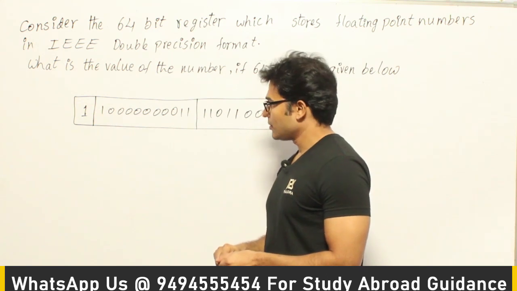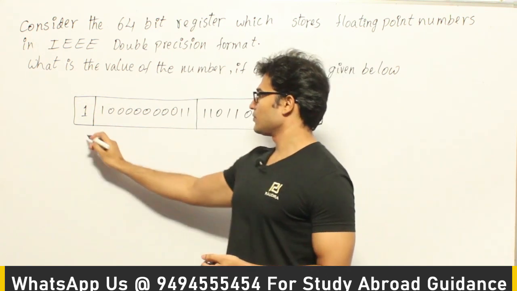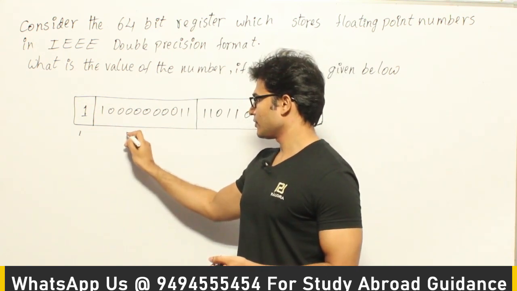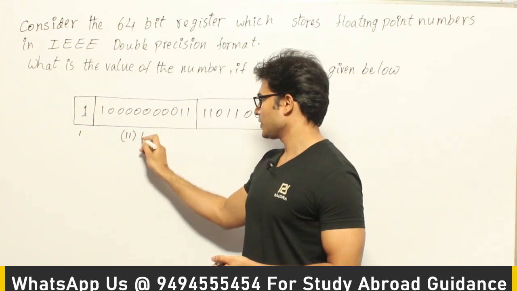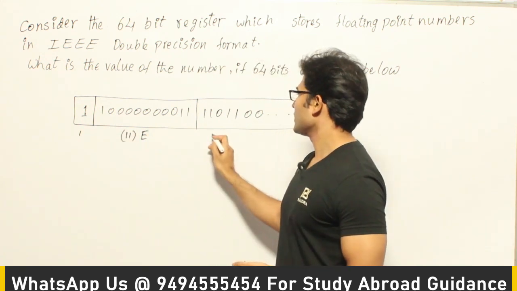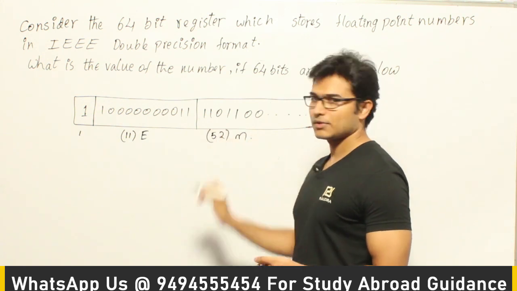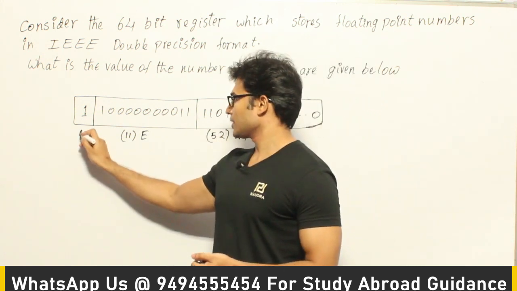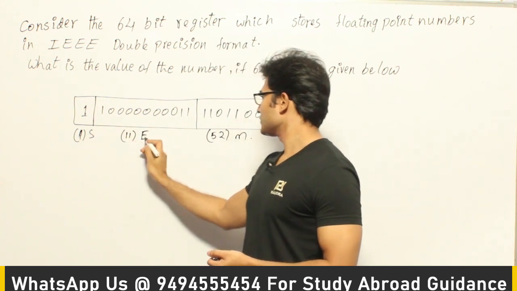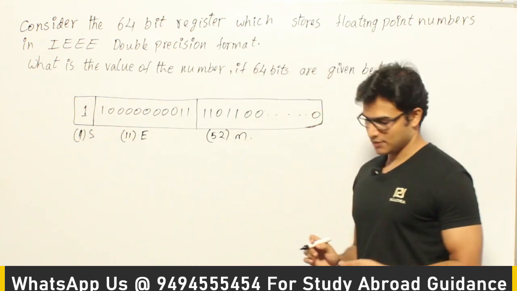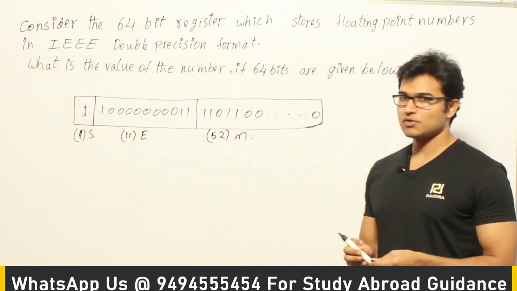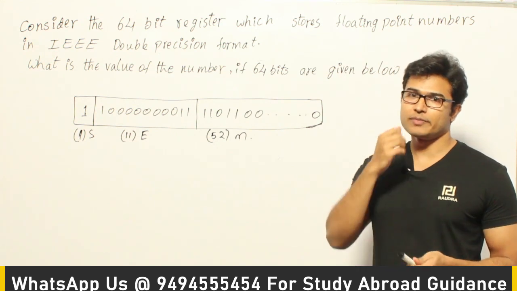Now they are saying that we are using double precision. In double precision we know that 1 bit is given for sign, 11 bits for exponent, and 52 bits for mantissa, right? Now by looking at the exponent you should be able to guess what that number could be.